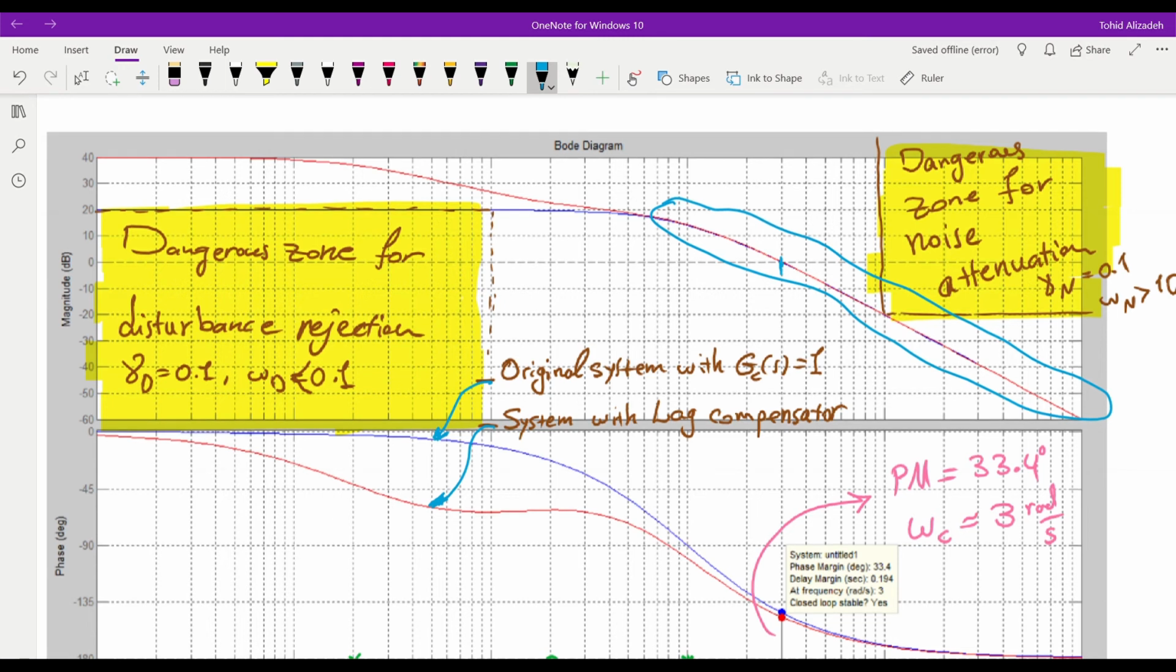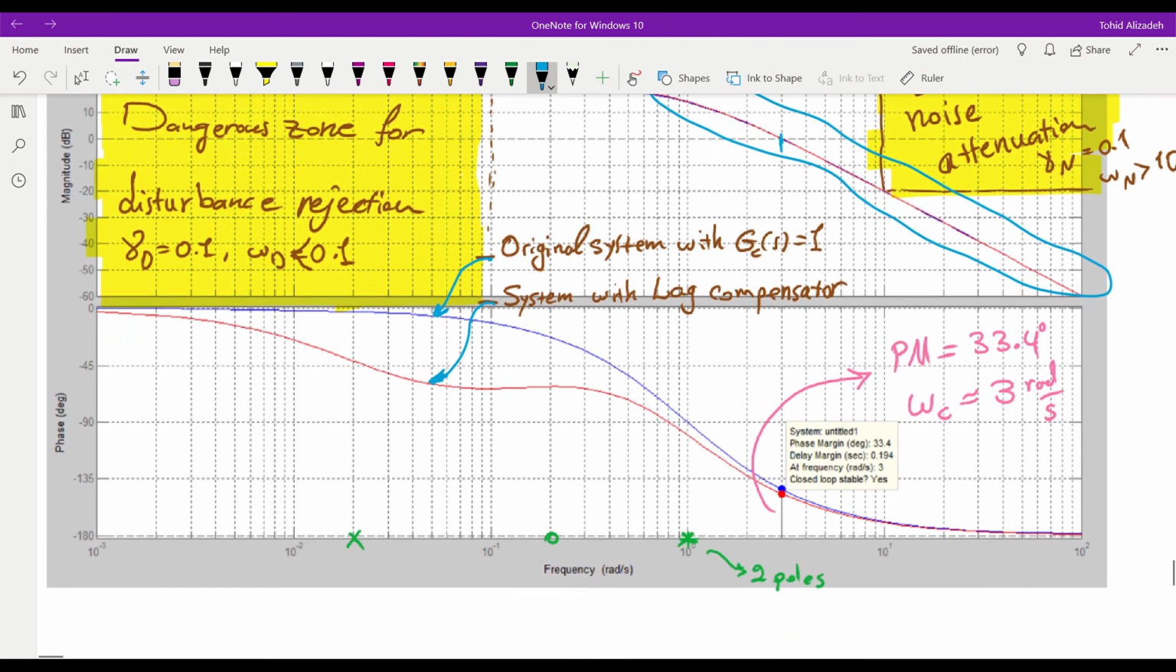In terms of the amplitude at low frequencies, you see that it is increased indeed by 20 decibels. As a result, the steady state error requirement is satisfied now. The amplitude plot doesn't enter into the dangerous zone for the disturbance rejection and also for the noise attenuation. So we are fine with that.